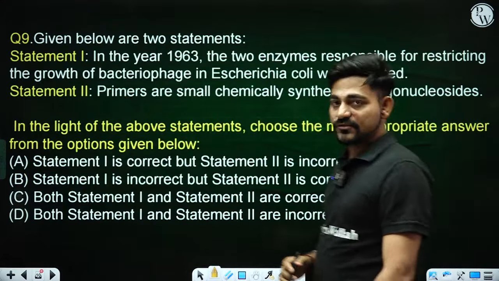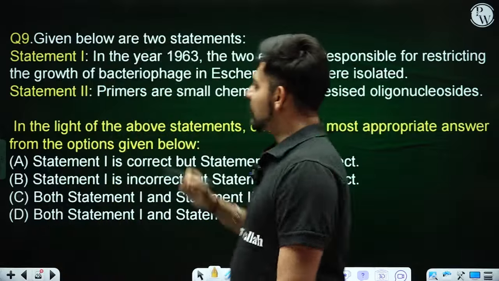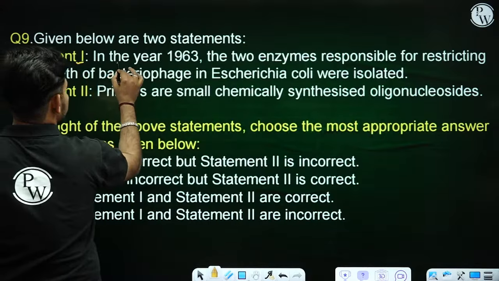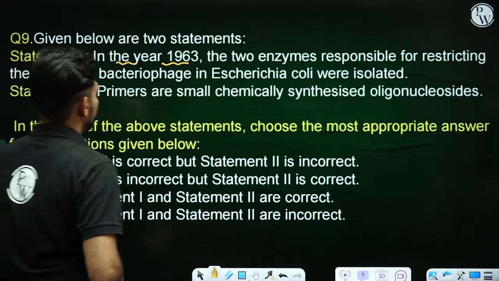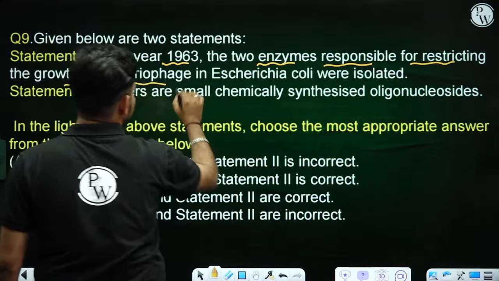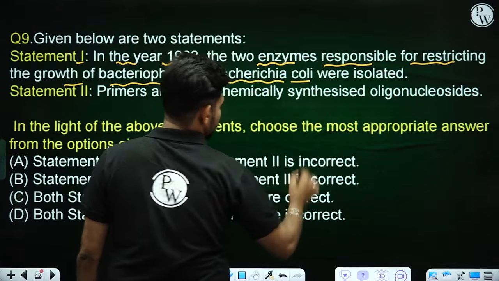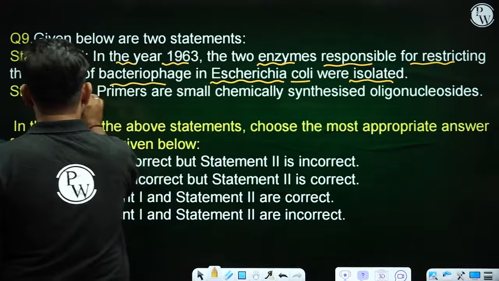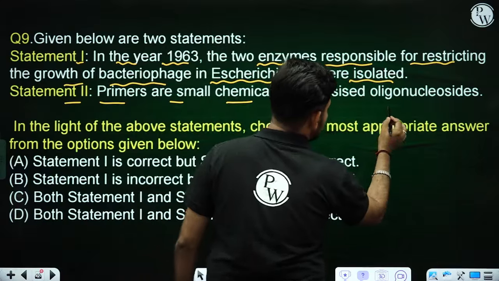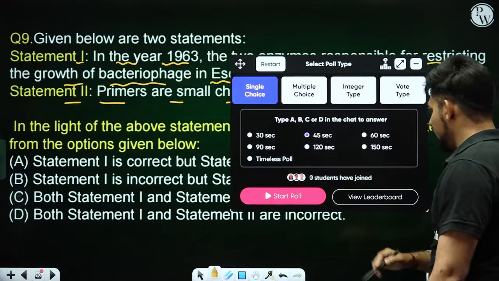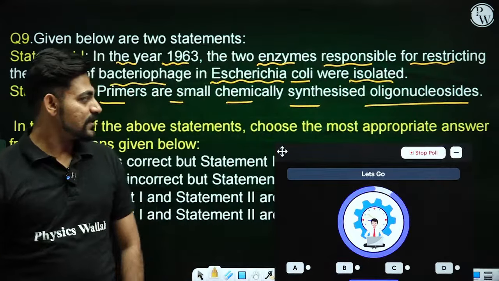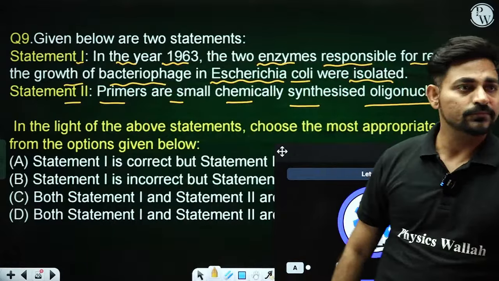Now coming to the next question, question number 9. Let's check the question. Given below are two statements. Statement 1 says, in the year 1963, the two enzymes responsible for restricting the growth of bacteriophage in Escherichia coli were isolated. Statement 2 says, primers are small chemically synthesized oligonucleosides. Check it carefully and give the answer. If you can remember the lines of NCERT or the concept, it's very easy for you.